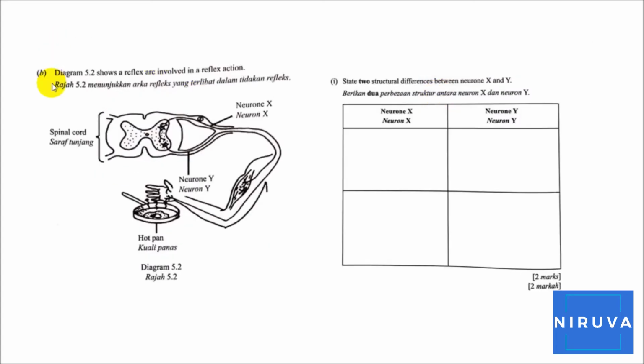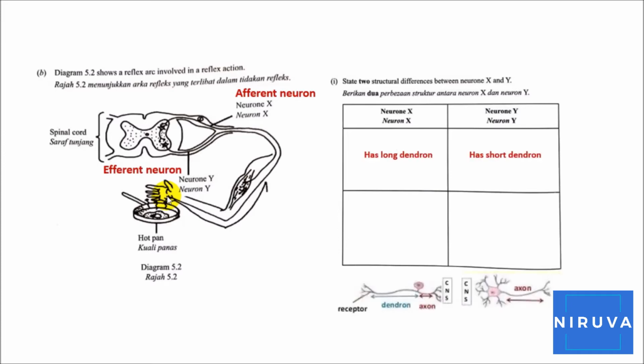Okay, B, diagram 5.2 shows a reflex arc involved in a reflex action. State two structural differences between neuron X and Y. Okay, so neuron X is the afferent neuron and neuron Y is the efferent neuron. So first, the difference between X and Y is that neuron X, the afferent neuron, has a long dendron, but neuron Y has a short dendron or none at all. While neuron X has a short axon, as in the diagram, neuron Y has a long axon.